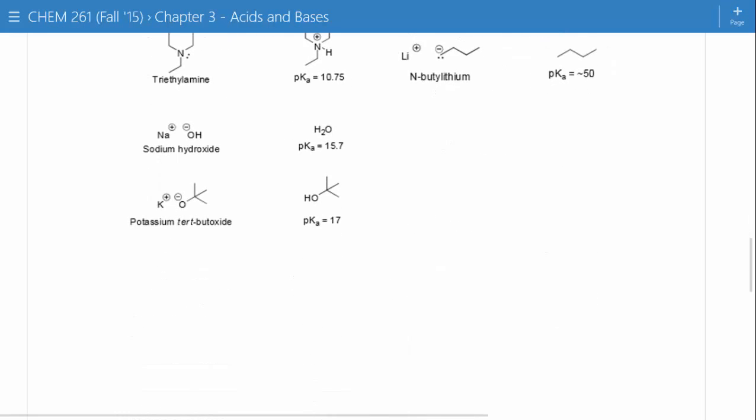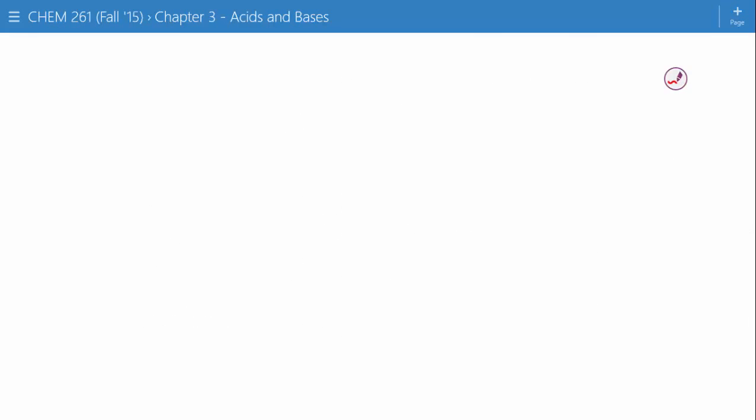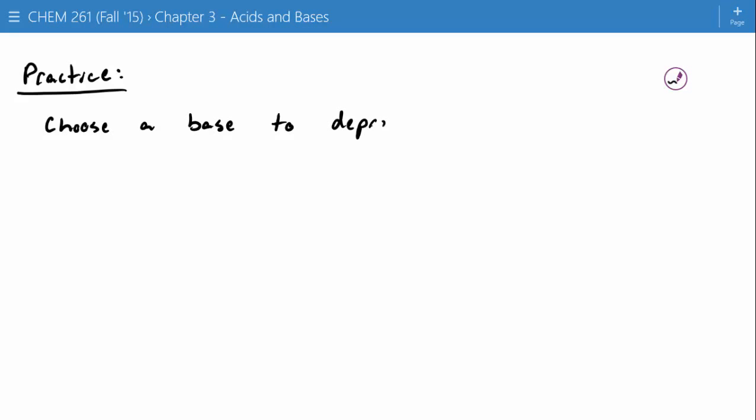So let's take a practice swing at this, and I want you guys to choose a base for me. I want you to pick a base to deprotonate the last molecule that we were looking at with our acidity trends. And I'll give you guys a hint with its pKa. The pKa for this is going to be about 9. And we know which proton's coming off because we just assessed that. So see if you can find something on your chart that will work for that. I'll give you guys a minute.